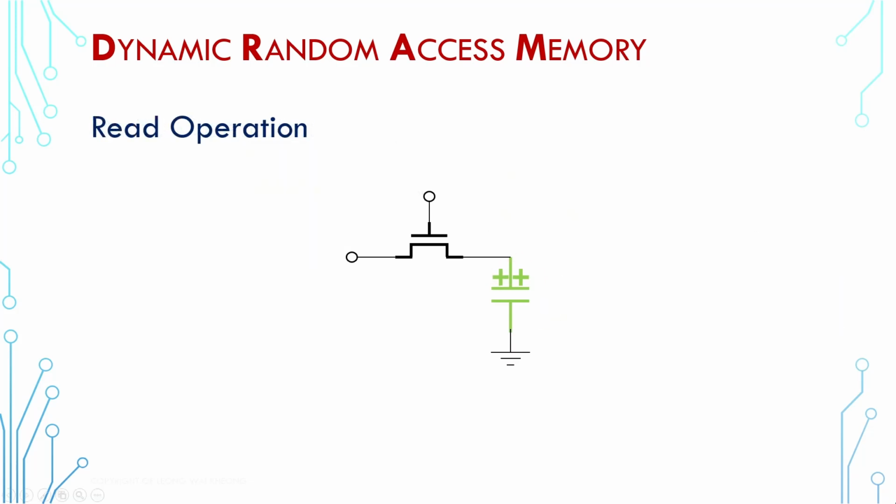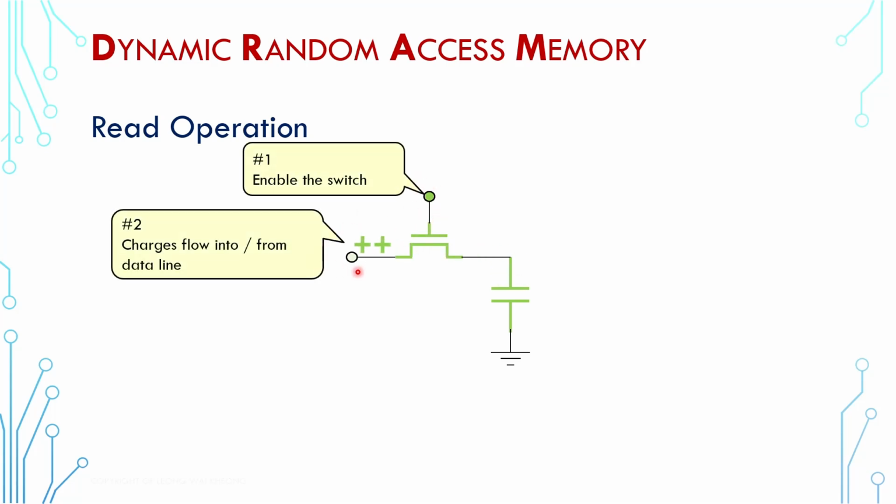Reading from a DRAM memory cell is more complicated. You may think that we can enable the switch, and the charges will flow into or from the data line, and thus giving the data line its value. In simplicity, it is almost like that, but there is a problem. Can you figure out what it might be?